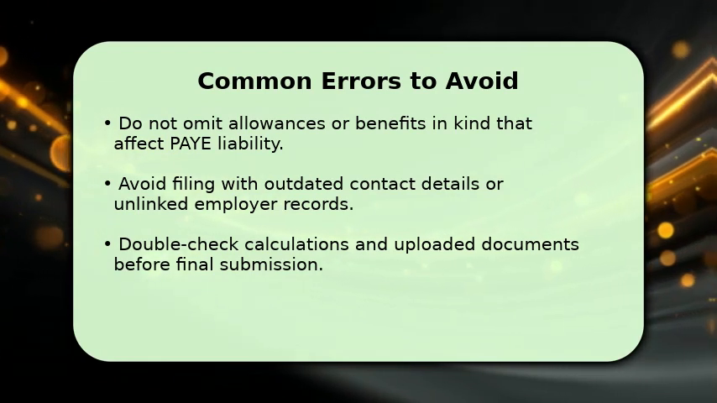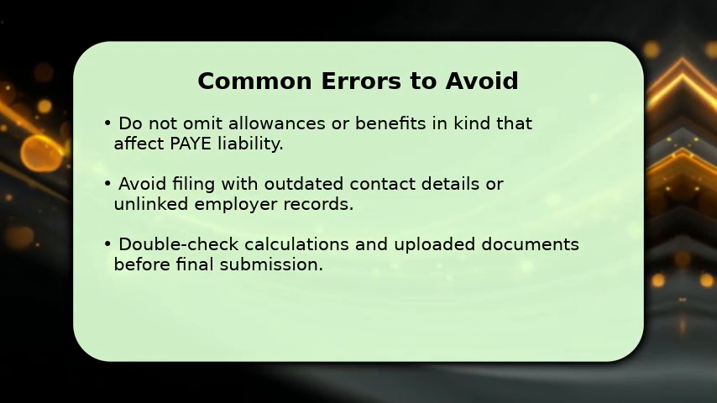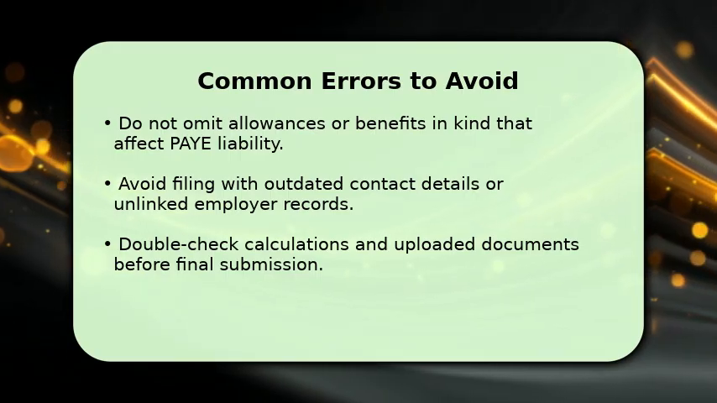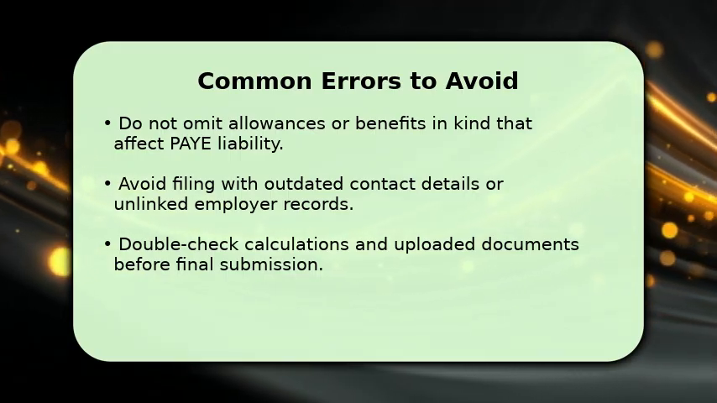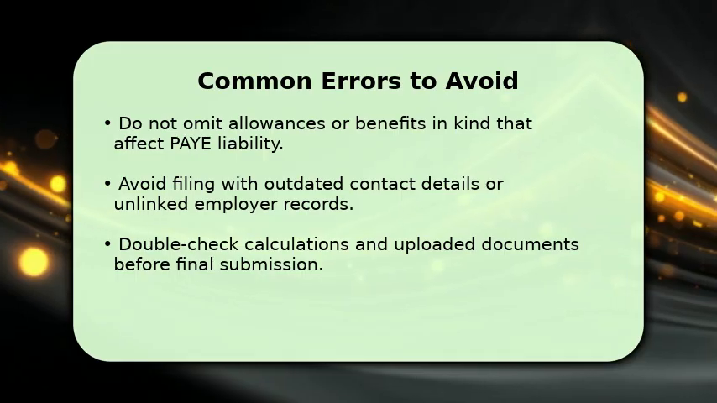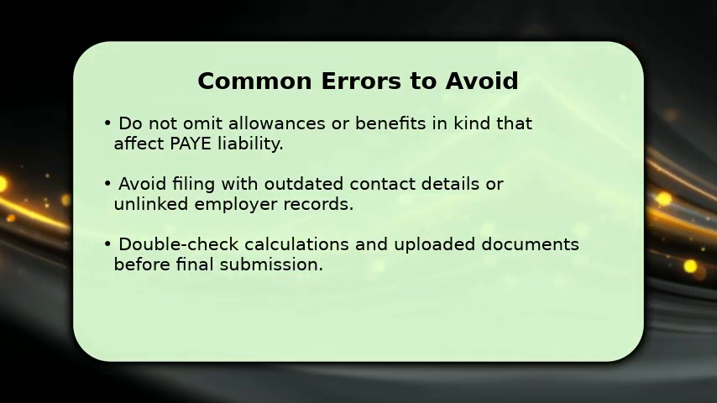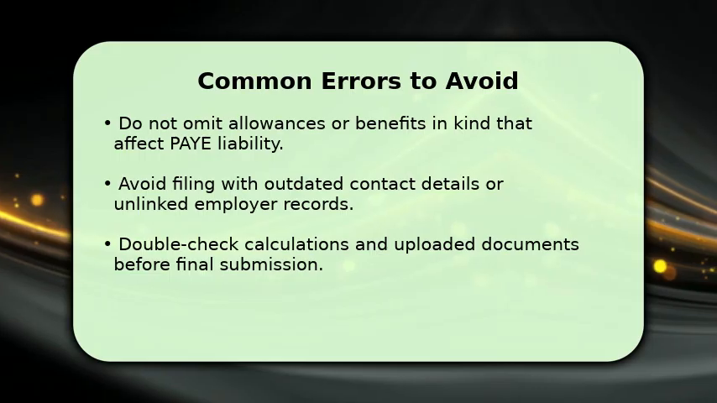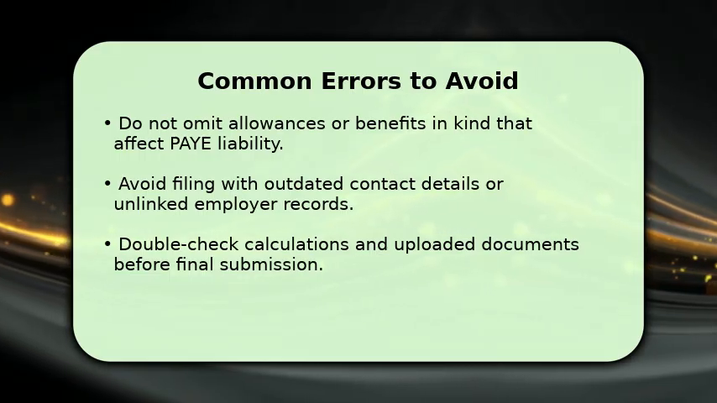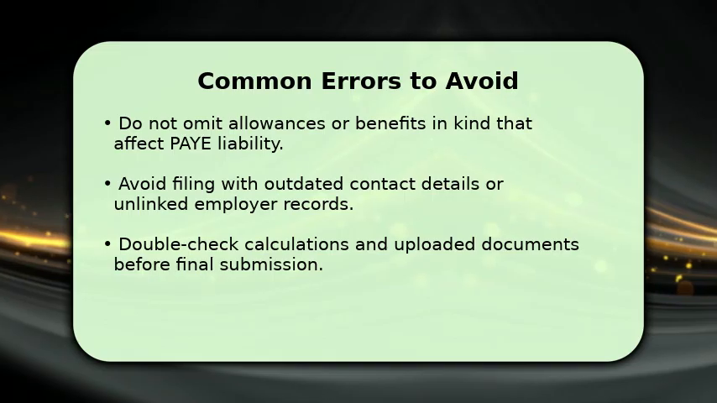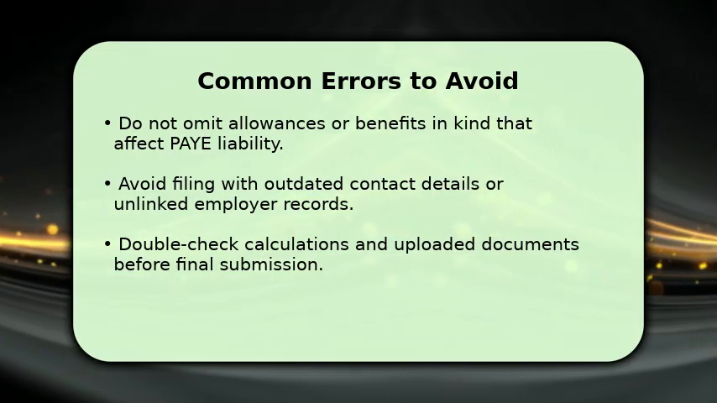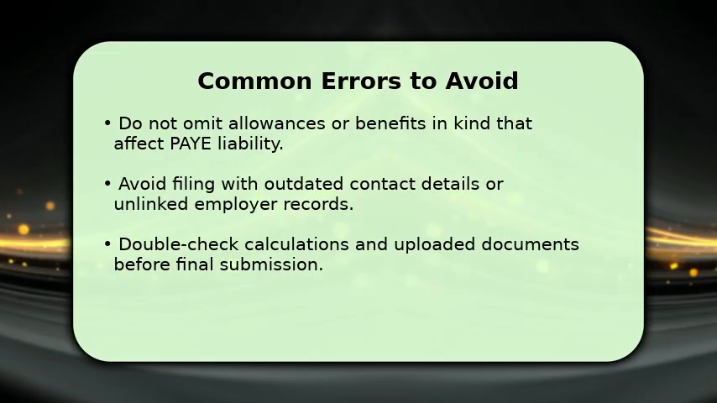Watch for common mistakes like missing allowances, wrong PIN entry, or forgetting to link your employer record, which can trigger amendments. Keep digital copies of payslips and receipts for supporting uploads, and use the preview function to confirm totals and tax credits. If you spot errors after submission, follow the iTax amendment process promptly, and note the new acknowledgement for your records.